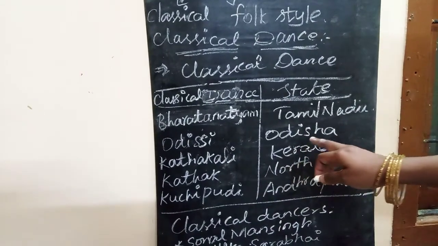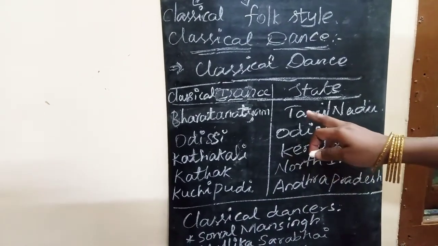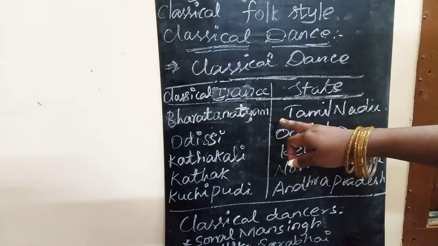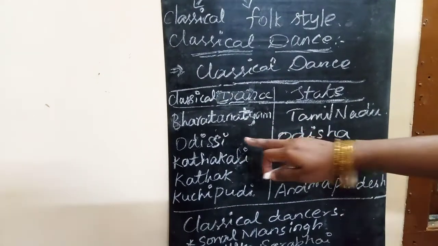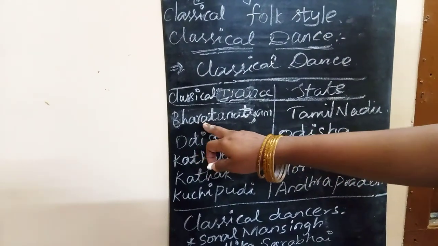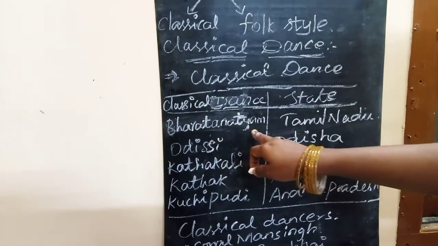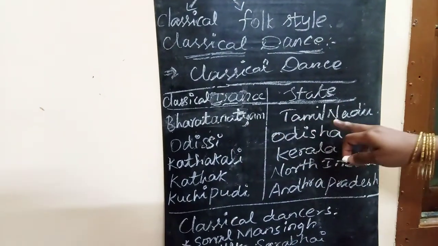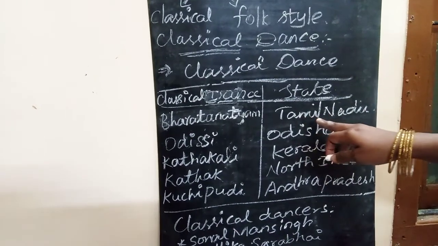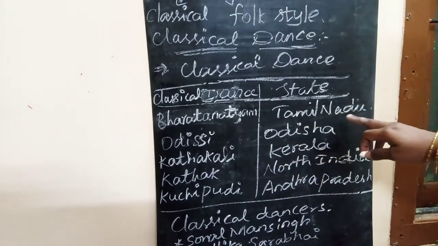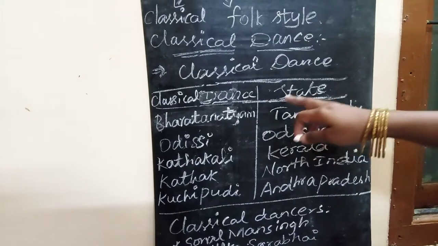The first state is Tamil Nadu, and the Tamil Nadu classical dance is called Bharatanatyam, B-H-A-R-A-T-A, N-A-T-Y-A-M, Bharatanatyam. So the first state is Tamil, T-A-M-I-L, Tamil Nadu, N-A-D-U, Nadu.